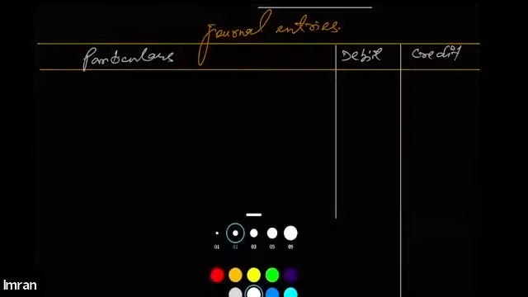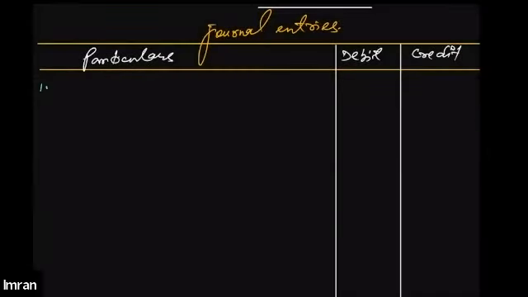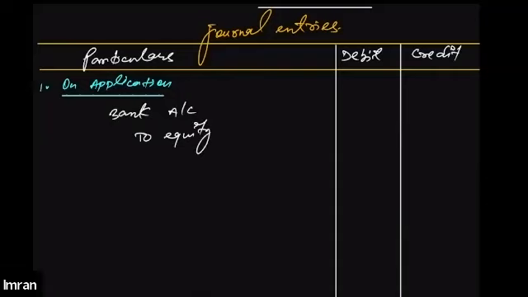Okay, so the first thing, the first journal entry is for the application. Do you remember what journal entry we passed on application? On application of share, the journal entry will be, first of all, bank account will be debited to equity share application. Equity share application, right?